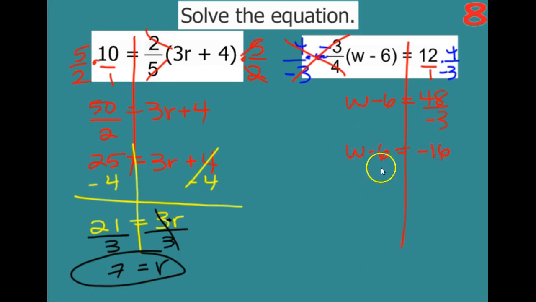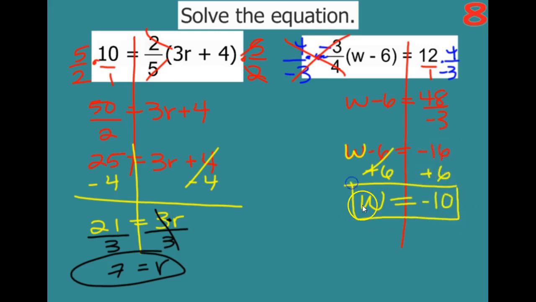And then the only thing I have left, w is already just w. We just need to get rid of that negative 6 by adding 6. Negative 16 plus 6, there are 10 more negatives. So the answer is negative 10.